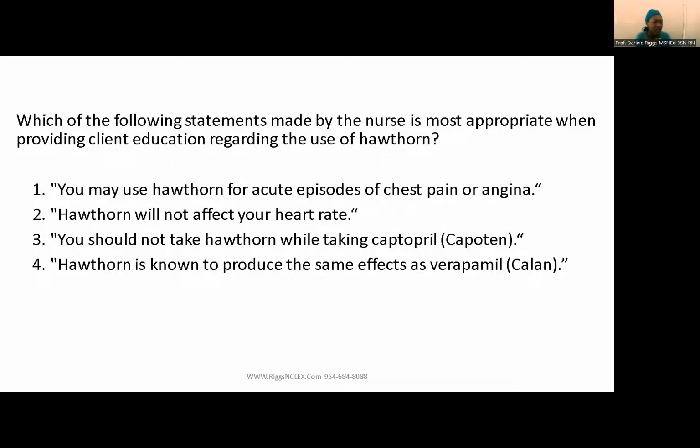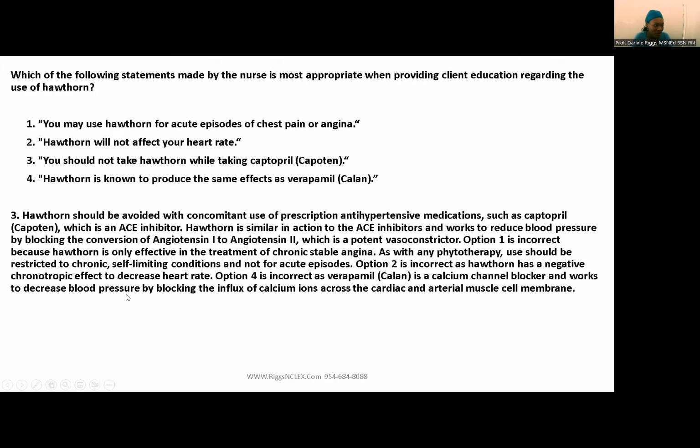Okay? Hawthorn will not affect your heart rate. Yes, it will. You should not take hawthorn while taking captopril. Good advice. I covered that earlier and showed you even the point and everything. Hawthorn is known to produce the same effects as verapamil, Calan. So yeah, you need to know about your herbs. So hawthorn should be avoided with concomitant use of prescriptions for antihypertensives, the whole family. You're not mixing this herb with your antihypertensive, especially captopril, which is an ACE inhibitor.